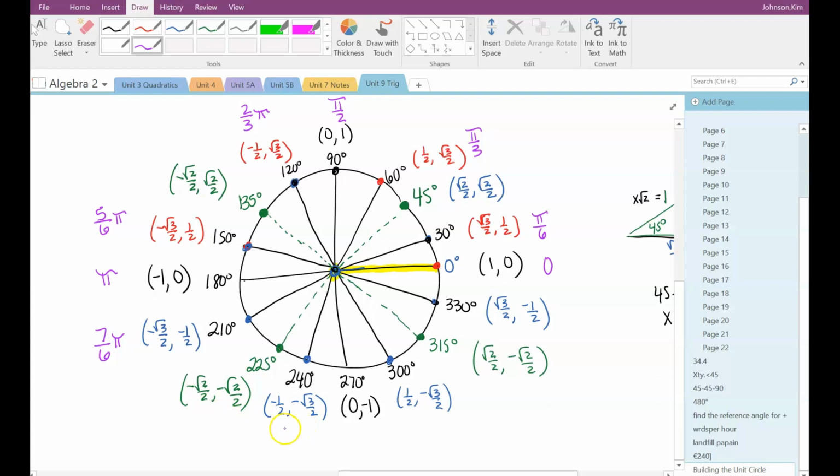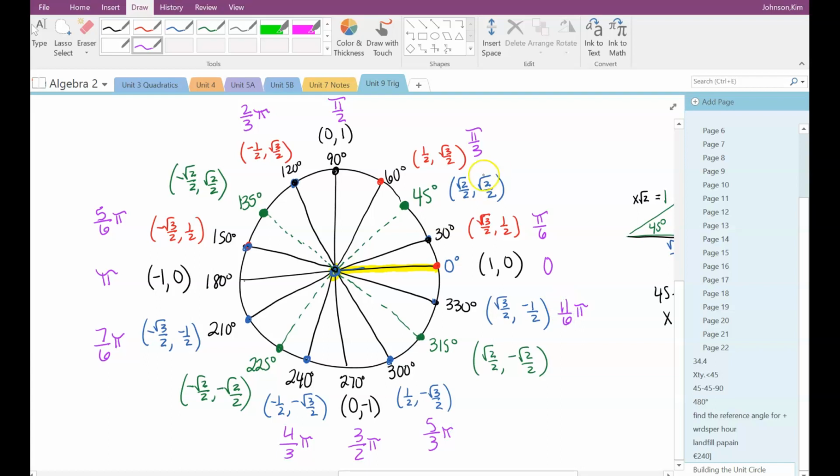This one is 8 over 6, which simplifies, whoops, I just did 4 over 6, simplifies to 4 over 3. This one's 9 over 6, which is 3/2. This one's 10 over 6, which is 5/3. And this one's 11 over 6 pi.